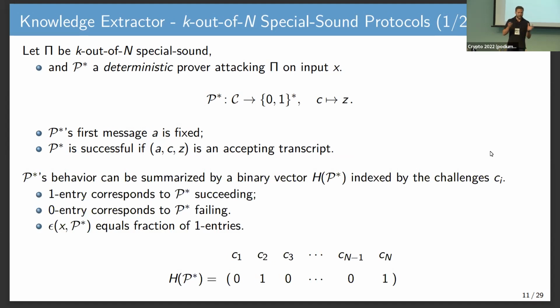If you look at such a prover in that manner, you can summarize its properties by means of this binary vector. So this 0-1 vector indexed by the challenges c1 up to cn. A 0 entry corresponds to a challenge for which the prover fails, and a 1 entry corresponds to a challenge for which the prover succeeds. And epsilon, the success probability of the prover, is the fraction of 1 entries in this vector.